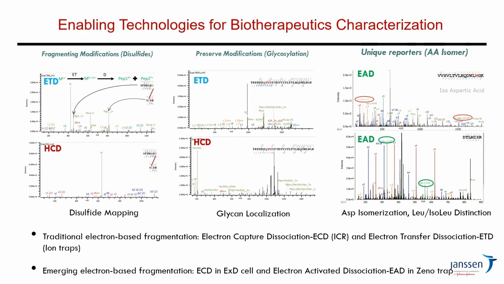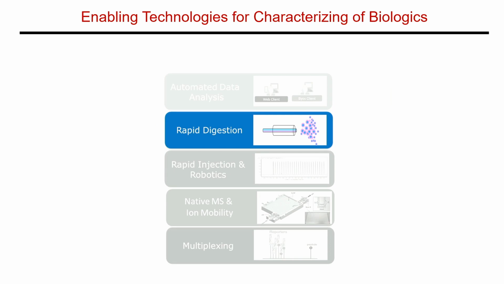But more recently, there has been emerging electron-based dissociation methods known as electron capture and electron-activated dissociation, that can also look at modifications that are isomers that exist, which cannot be differentiated by any other type of dissociation. So using diagnostic ions, using electron-activated dissociation, we can differentiate isoaspartate from aspartate, as well as leucine from isoleucine. So we are hoping to add these types of new dissociation methods to our toolbox to comprehensively characterize.